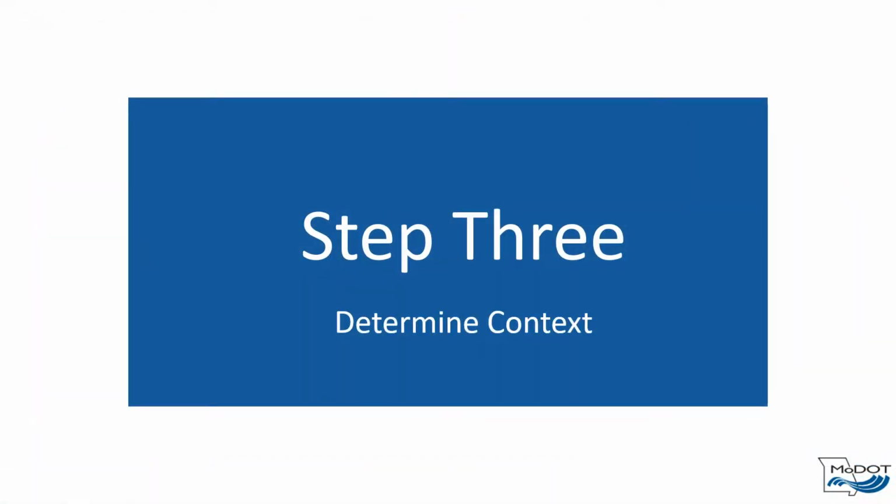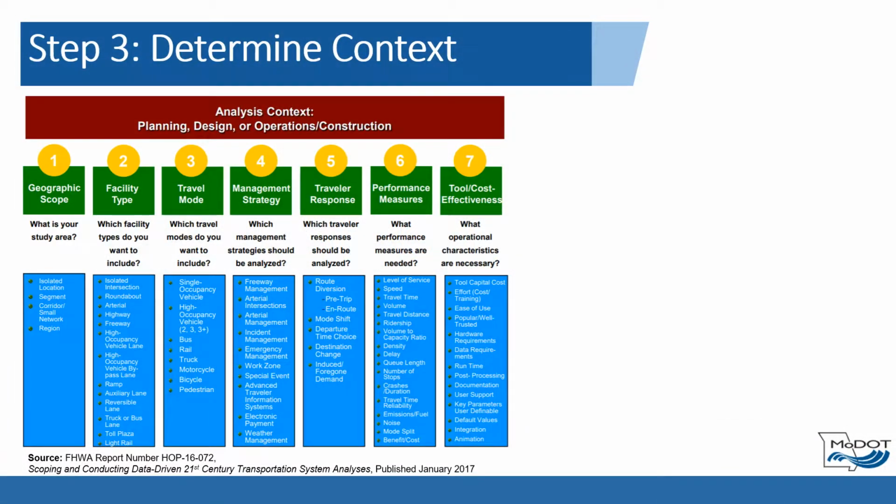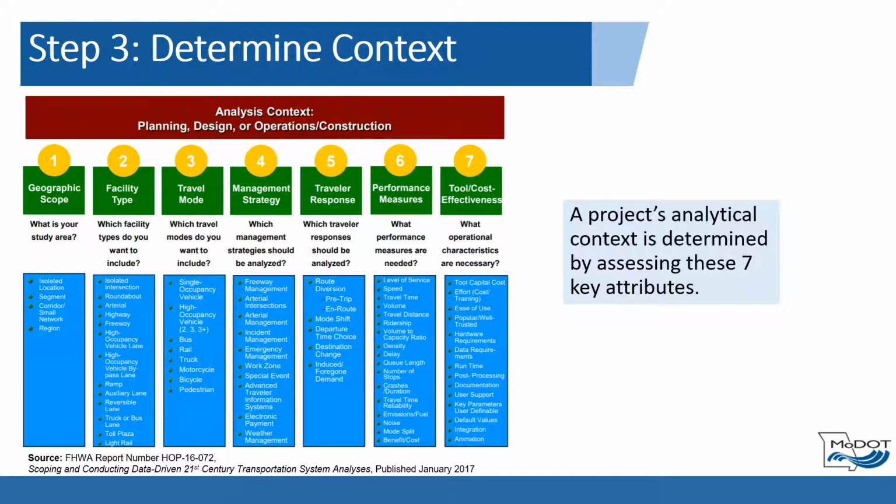Step 3 is to determine the project's analytical context. A project's analytical context is determined by assessing 7 key attributes. These 7 attributes are identified in the Federal Highway Administration, FHWA, report number HOP 16072, shown here. Now, let's discuss the table shown in greater detail.